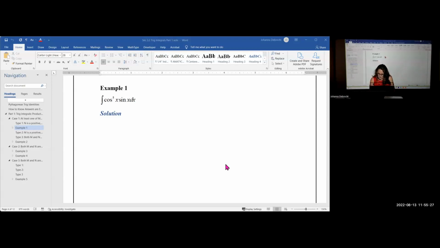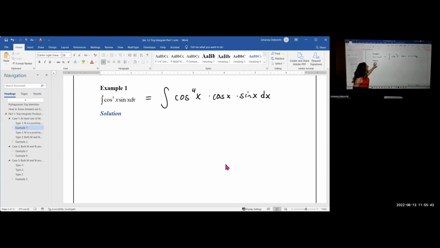So what we're going to do is we're going to take this one right here and we're going to pull off one of the cosines. So we have cosine to the fourth of x times cosine of x times sine of x dx. So I've taken the fifth power and I've pulled it apart into two different factors. Now I've got, in essence, two pairs of cosine squared. So I've got here cosine squared of x, cosine squared of x, or you can think of it as cosine squared of x, squared, if you want to think of it that way.